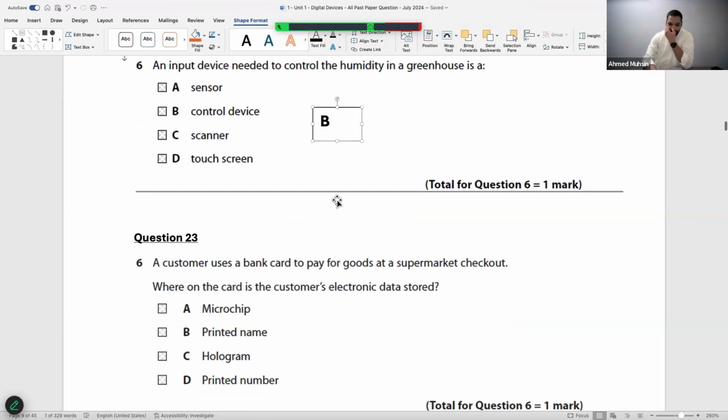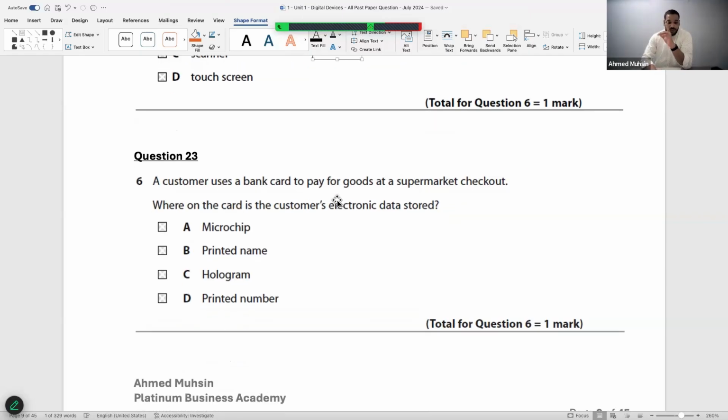Right, let's keep moving. A customer uses a bank card to pay for goods at a supermarket checkout. Boys, where on the card is the customer's electronic data stored? On the microchip. Okay, excellent. Okay, on your microchip. Answer here is A. Okay, superb.